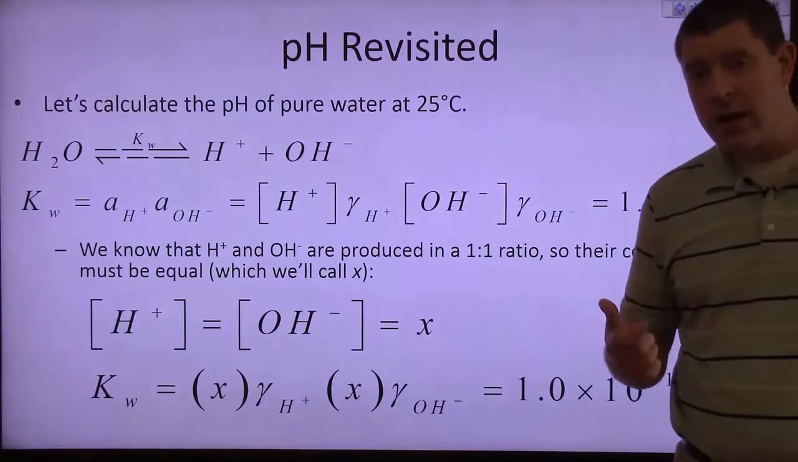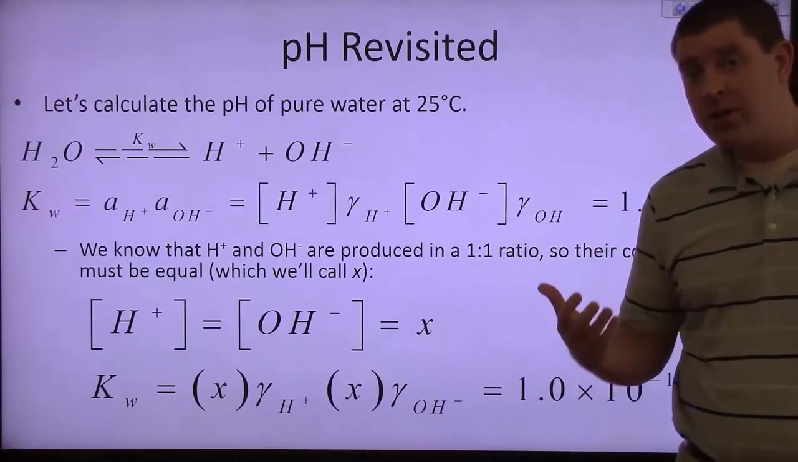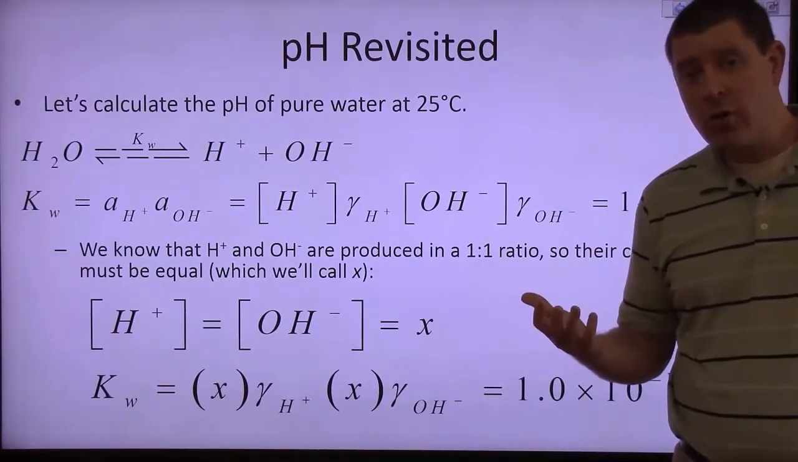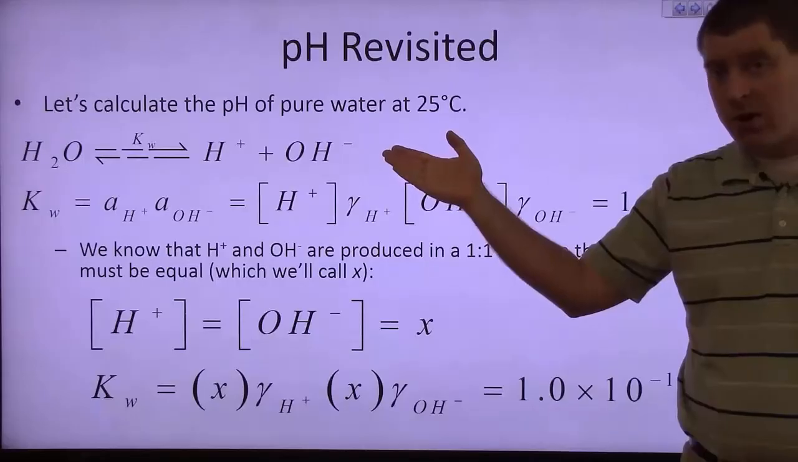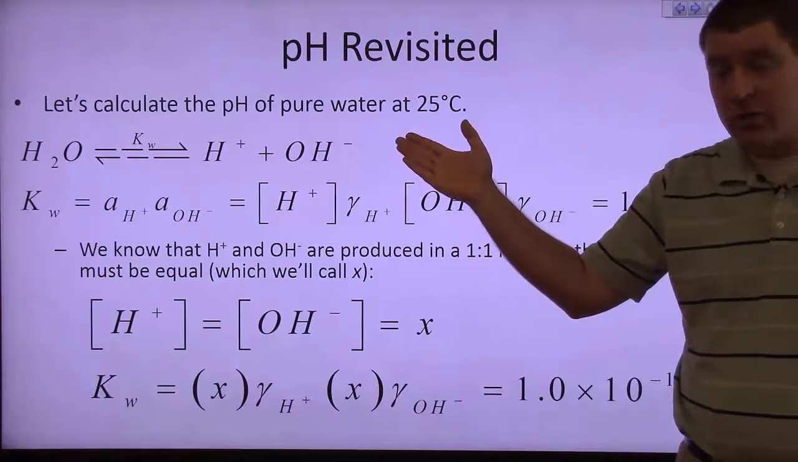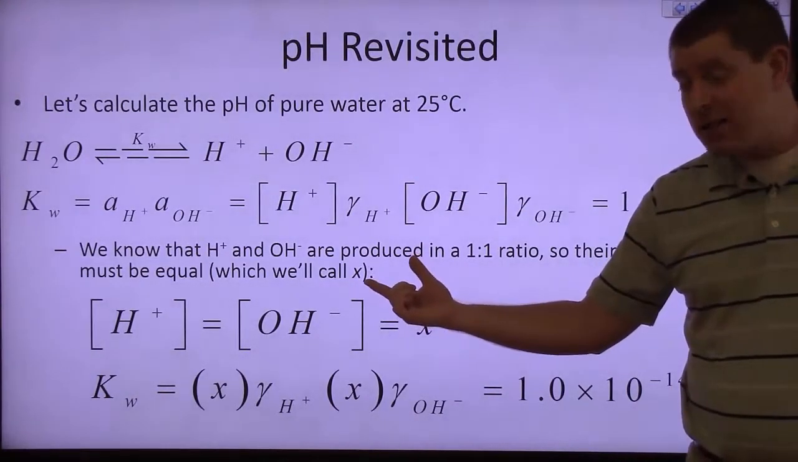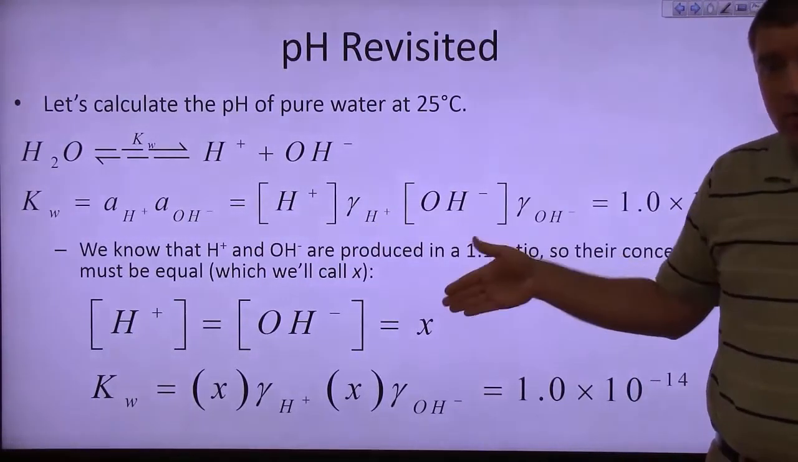Now we know that hydrogen ion and hydroxide ion are produced in a 1-to-1 ratio. That is, their concentrations must be equal, because if we have pure water, then the only source of either one of them is this reaction, the autoionization of water. We don't have any acids or bases around. And that means that we can then call those concentrations X. So the hydrogen ion concentration is equal to the hydroxide ion concentration, which is equal to X.